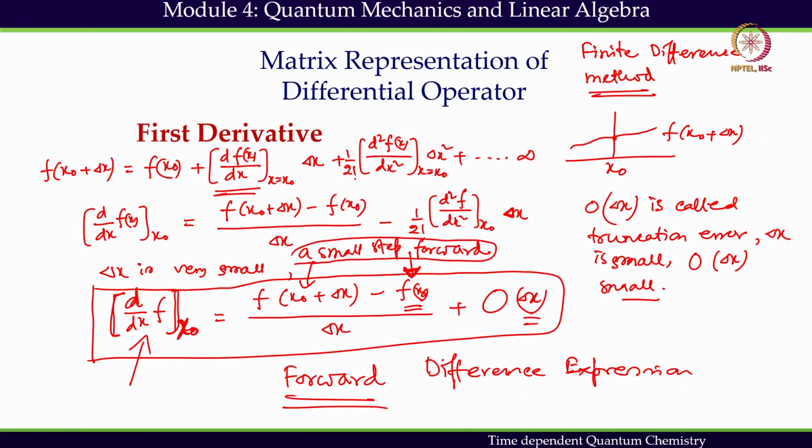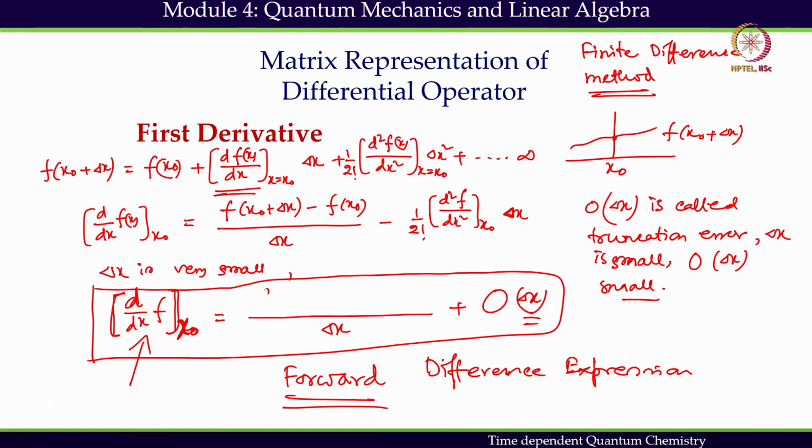Similarly, the backward difference expression can be obtained, and in that case the expression would be the following. The expression would be f of x naught minus f of x naught minus delta x, and that is also possible to get. This is called the backward difference expression.